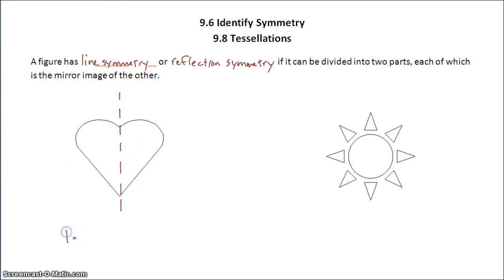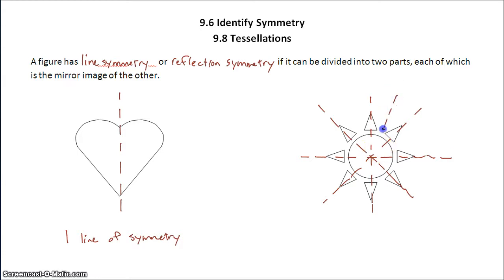This heart has one line of symmetry. In order to identify line symmetry or reflection symmetry, we just state how many lines of symmetry there are. In this second example, in this sun, there is more than one line of symmetry. There's a line of symmetry that goes through each point, each ray of the sun, and there is also a line of symmetry that goes between each ray in this sun.